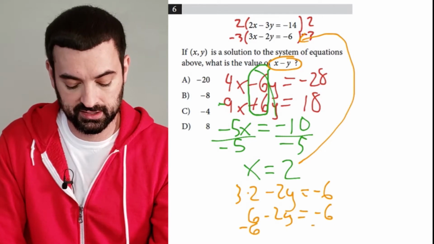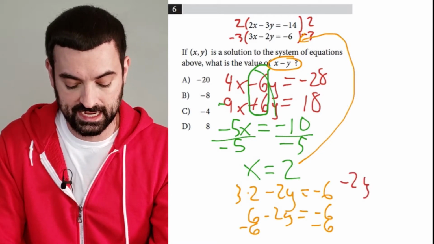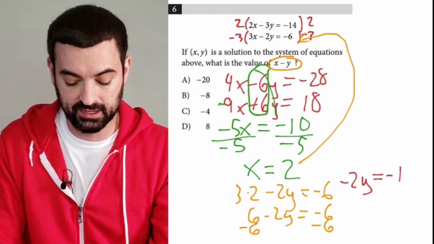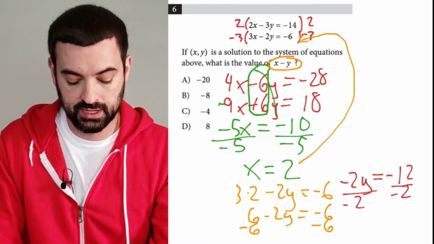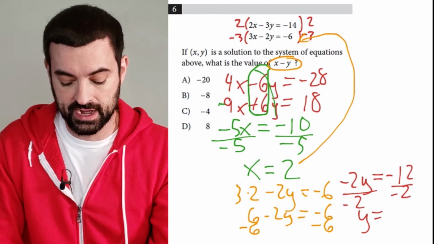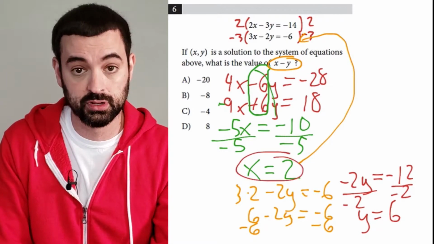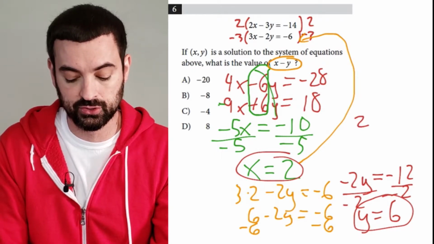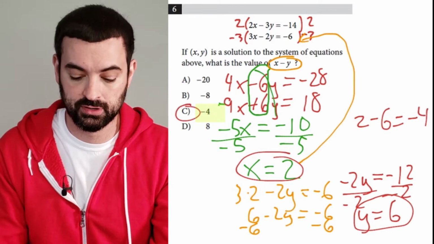Subtract 6. Subtract 6. I'm going to move up a little and change colors. Negative 2y equals negative 12. Divide both sides by negative 2. And y equals positive 6. Negative divided by a negative. All right, so I know that my x equals 2. My y equals 6. X minus y is 2 minus 6, which is negative 4. That's why C is your answer.